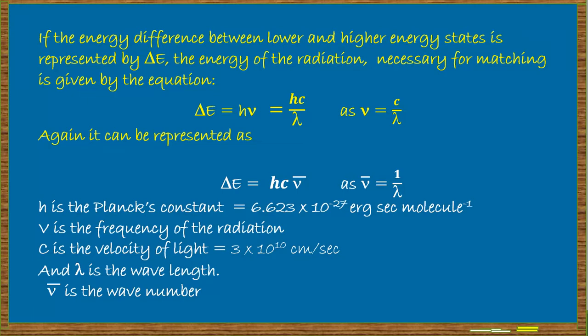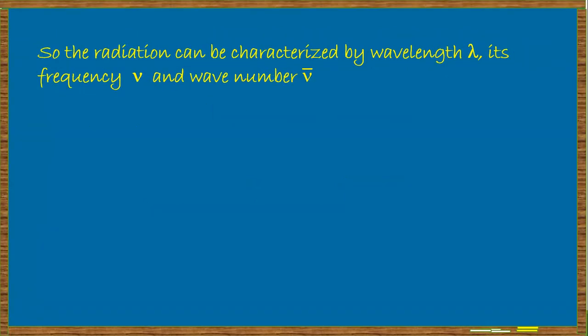In this expression, h is Planck's constant, which is equal to 6.623 into 10 power minus 27 erg second per molecule. Nu is the frequency of the radiation. C is the velocity of light, given as 3 into 10 power 10 centimeter per second. Lambda is the wavelength, and nu bar is the wave number. So the radiations can be characterized by wavelength lambda, frequency nu, and wave number nu bar.